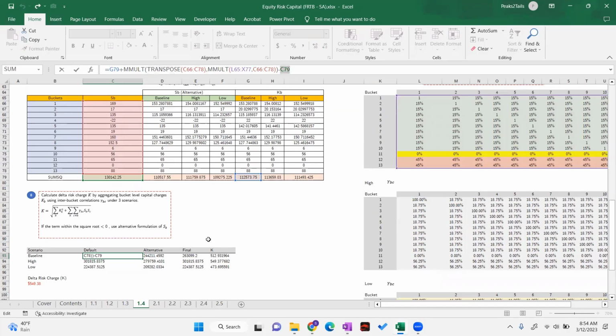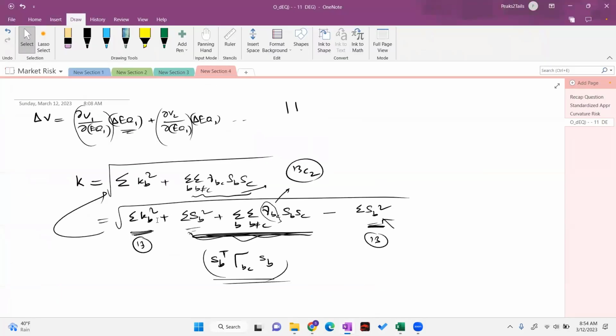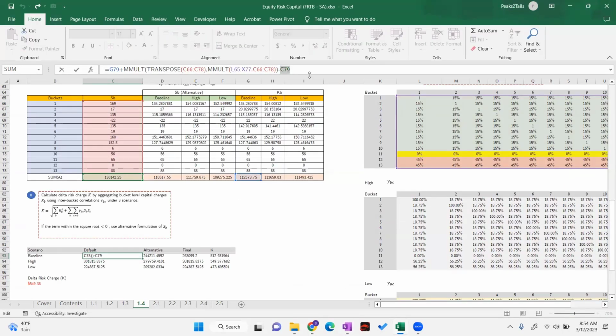Did you get it? Did you get it? So sum of KB square, matrix multiplication, minus sum of SB square. That is what I did. You have to press Control Shift Enter so that the array formula would work. Otherwise, it will not work.